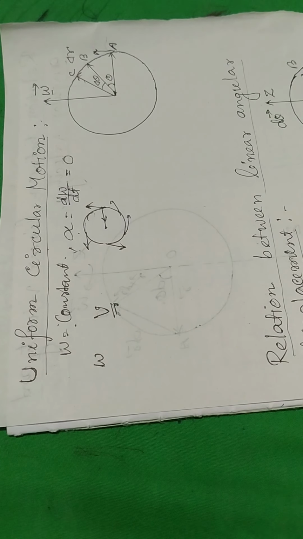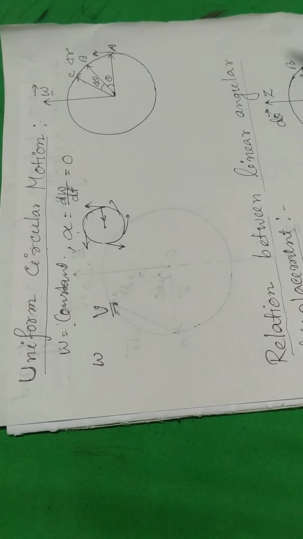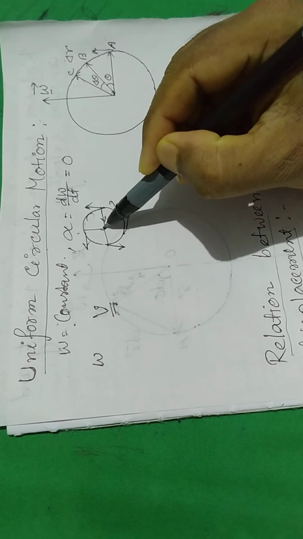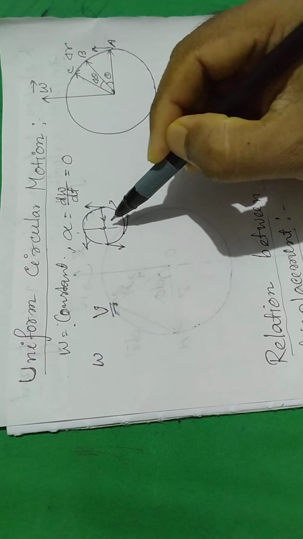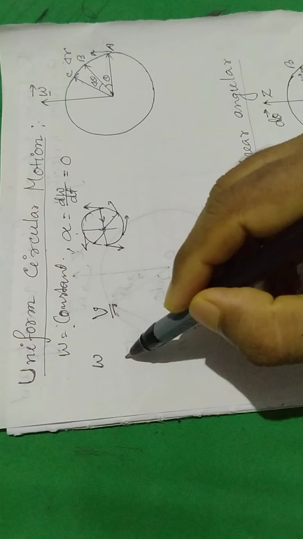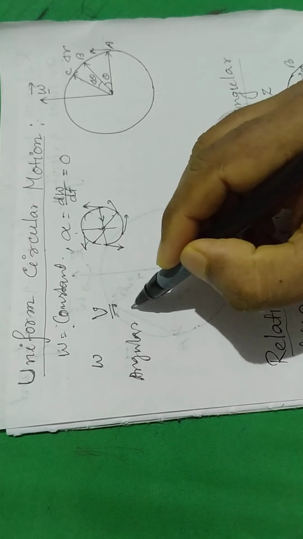So what have you learned? What is circular motion? A body is said to be in circular motion if it moves in such a way that its distance from a fixed point always remains constant. Now, angular displacement.